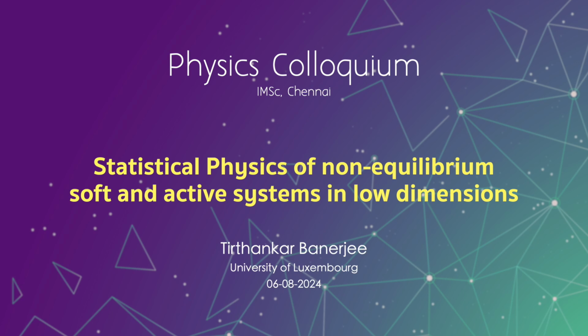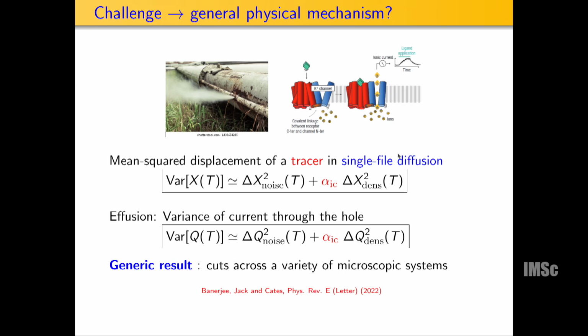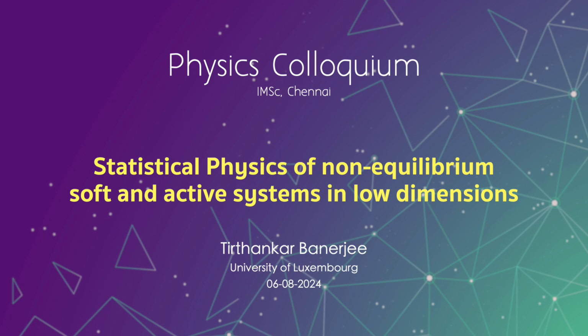achieve. I'll not go through the maths, I'll just show you the main results here. If you look at the variance of the current or the variance of the displacement, the way initial conditions enter the problem is identical, and the entire effect of the initial conditions at the level of typical fluctuations can be encoded in a single number, this alpha IC that I mentioned.